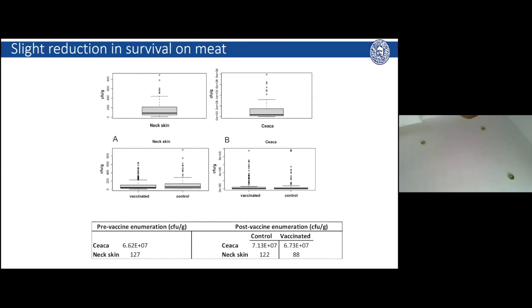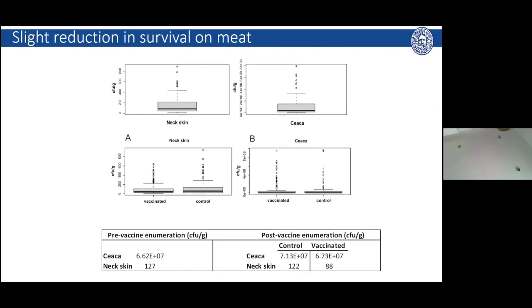And then we also looked at colony forming units. We did an enumeration of all of the isolates. So the top 2 box plots, these are from pre, and then the bottom 2 there from post.